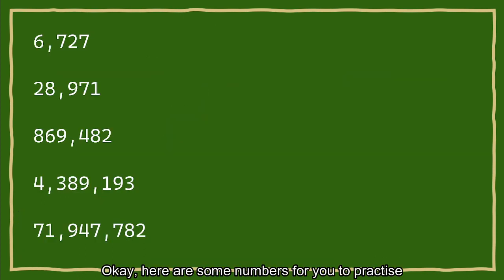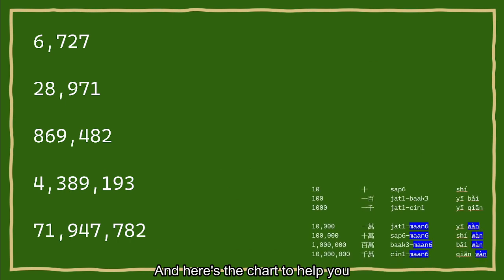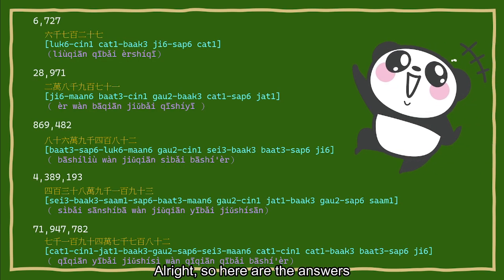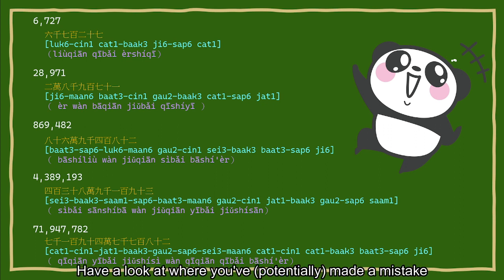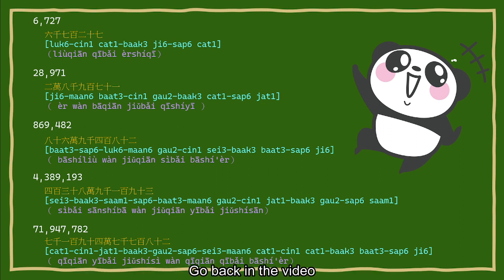Okay, here are some numbers for you to practice, and here's the chart to help you. Pause the video and convert these numbers into Chinese. Once you're ready, play the video again, and I'll reveal the answers to you. Alright, so here are the answers. How did you do? So hopefully you got them right. If you got any of those wrong, have a look at where you made a mistake. Go back in the video, revise, and then try it again.